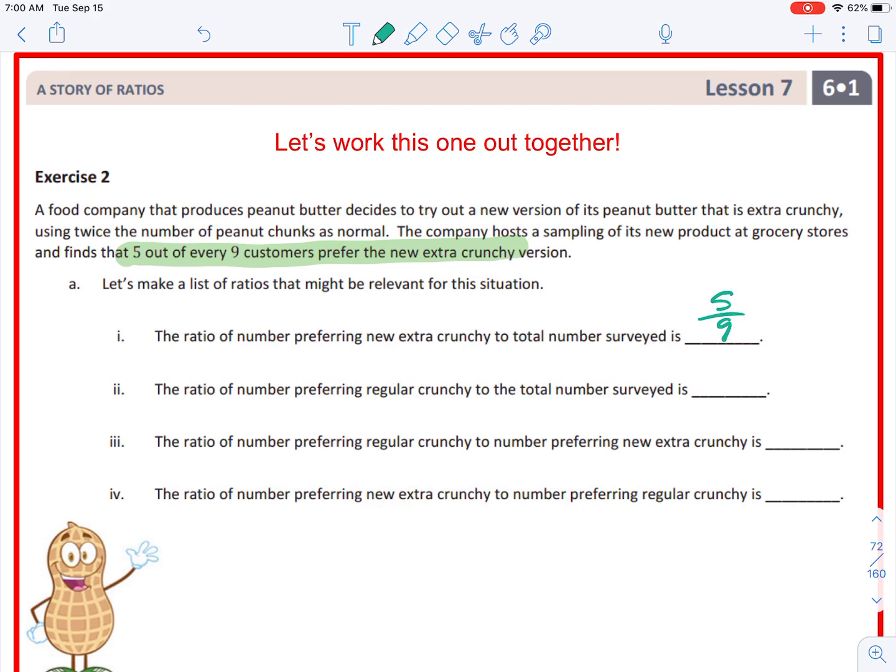Now the ratio of number preferring regular crunchy to the total number surveyed is what? So if 5 out of 9 preferred the new crunchy, how many preferred the regular crunchy? 4 out of 9. Now, the ratio of the number preferring regular crunchy to the number preferring new crunchy would be 4 to 5. And the ratio of number preferring new to the number preferring regular would be 5 to 4. So just make sure you're looking at the order that they're asking you to list the ratio.